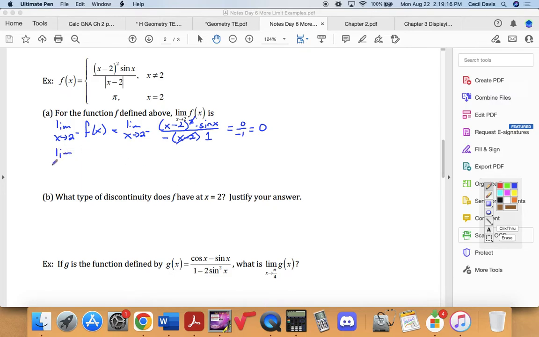Then we'll look from the right. The limit as x approaches 2 from the right of f of x will be the limit as x approaches 2 from the right of (x minus 2) quantity squared times sine of x over, if I'm taking values of x bigger than 2 and subtracting 2 from it, what kind of values will I always get? Positive values. So the absolute value doesn't do anything to it. So this is just going to be x minus 2.